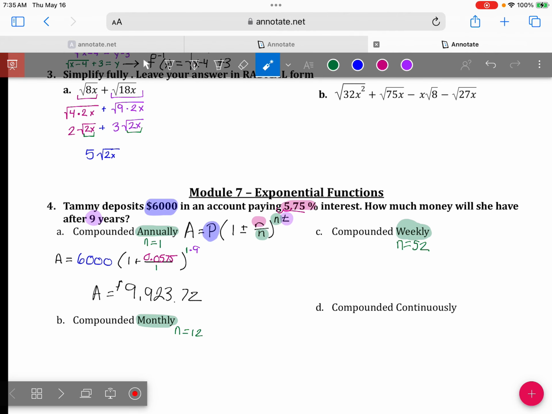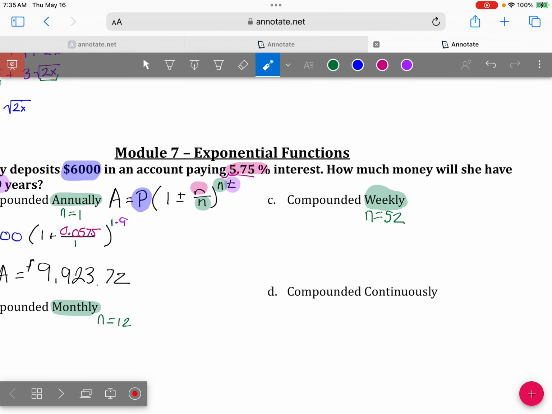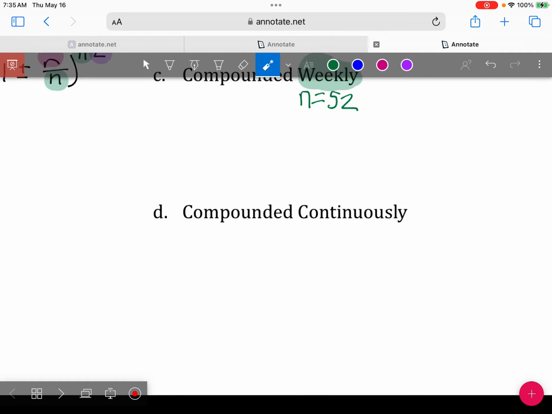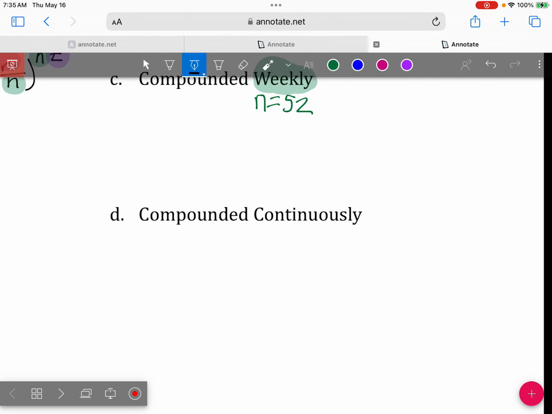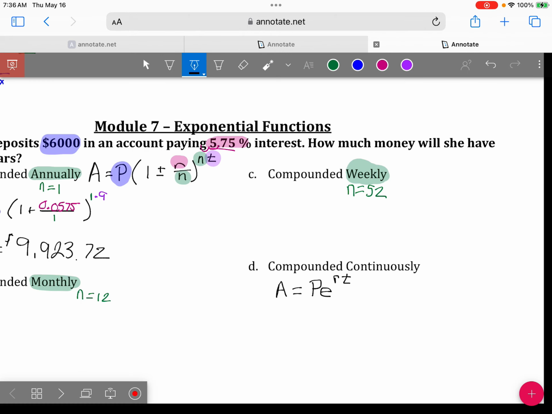In B and C, the only thing that changes is our n values. Part D is a different formula entirely. Our continuously compounding is taking all these pieces and breaking them up into even smaller chunks, and it uses a different equation. This is our amount in our account, PERT, P times e to the power of rt. So our principal is still the same. My principal is still at 6,000. My rate is still the same. And my time is still the same. And e is a button on the calculator.